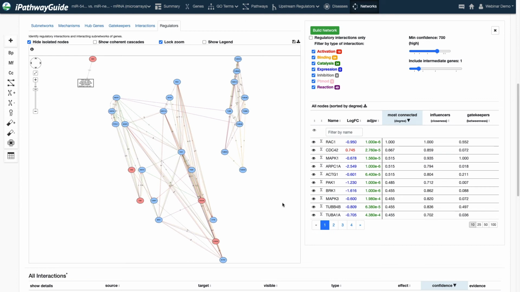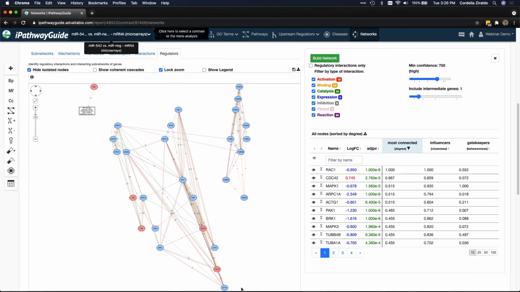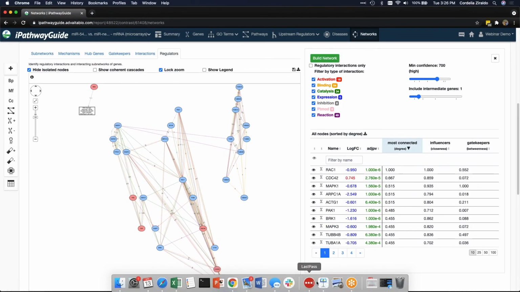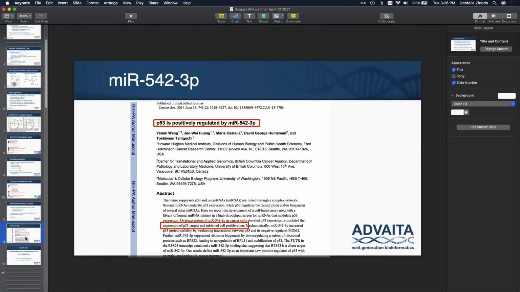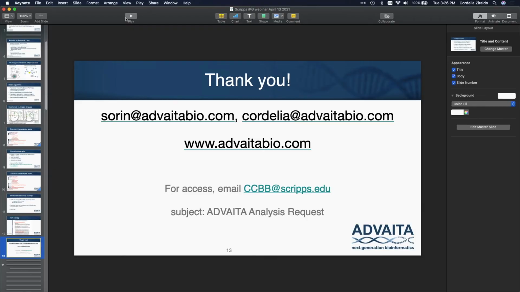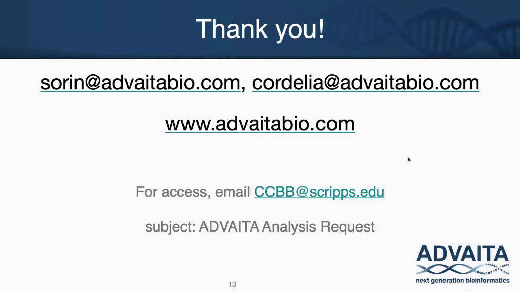Yes, we are happy to do the iPathwayGuide analysis for anybody at Scripps. All you have to do is basically make a request to ccbb@scripps.edu, and then I will be able to send some example file formats in which you can give your data for uploading onto the Advaita platform. Then after analysis, I will be sending the links out to you. You should have an account on Advaita in order to access those results.